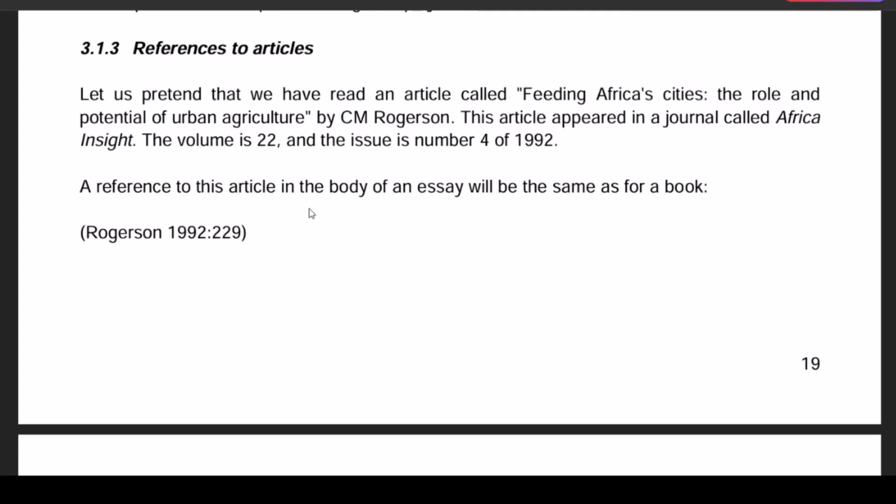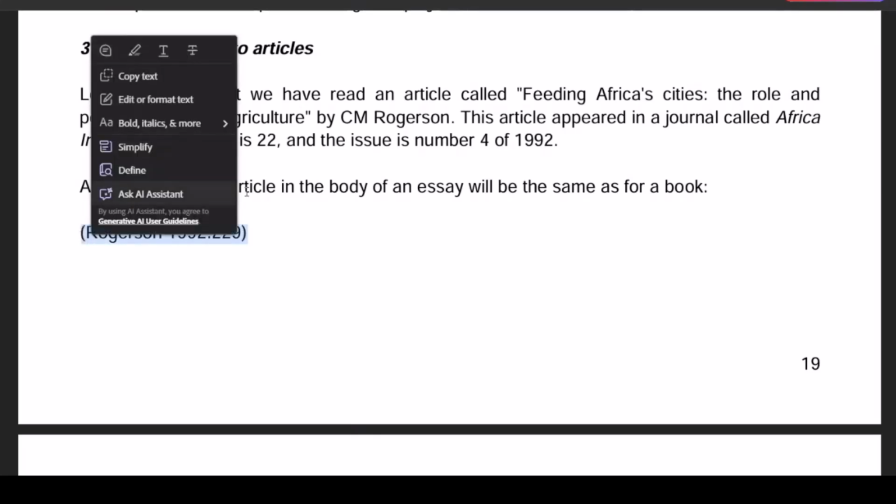A reference to this article in the body of an essay will be the same as the book. You see there? So it's going to be Rogerson, 1992, page 229. So you're going to reference it like that, same as the book, right?